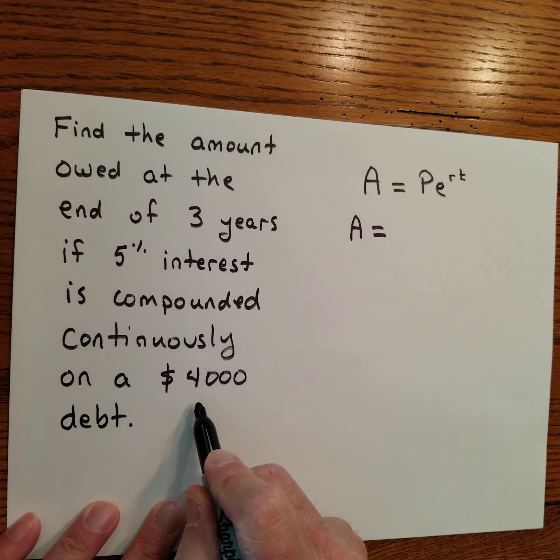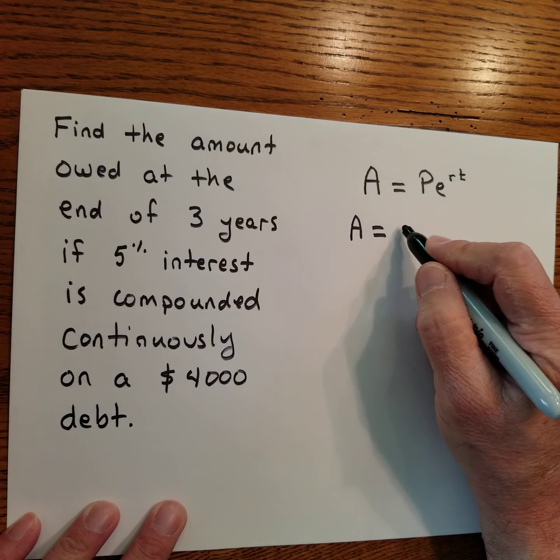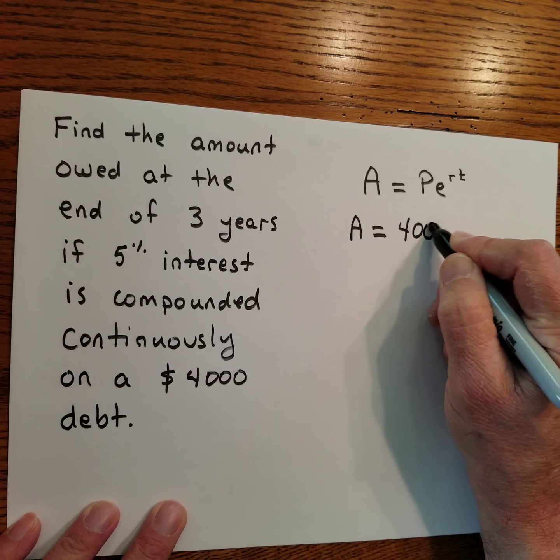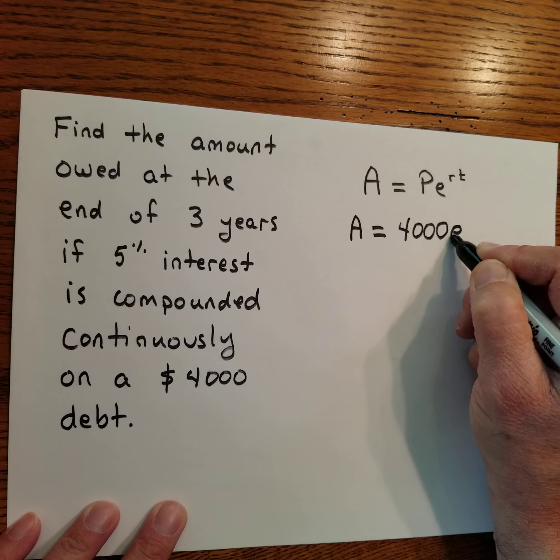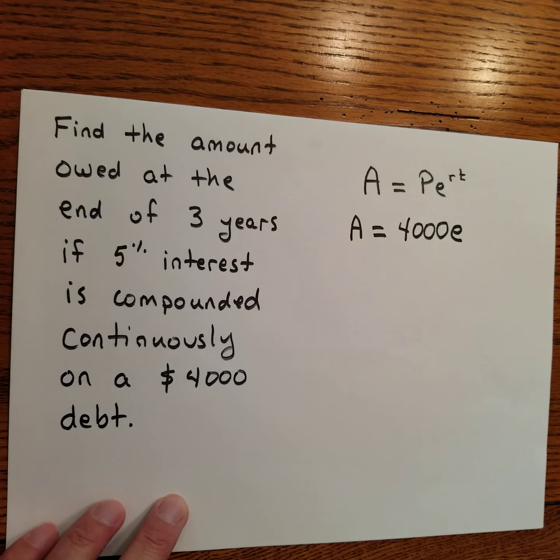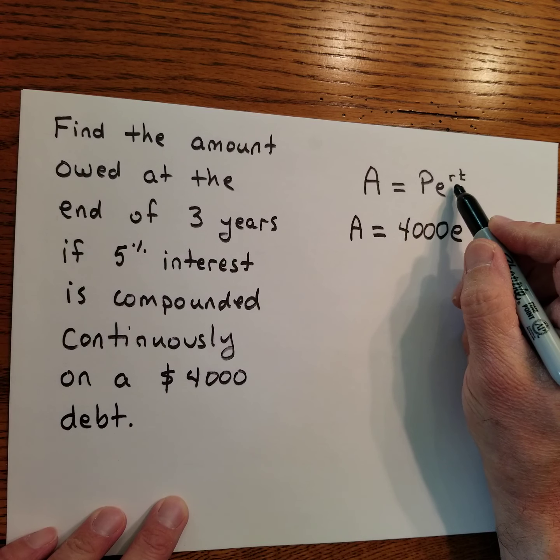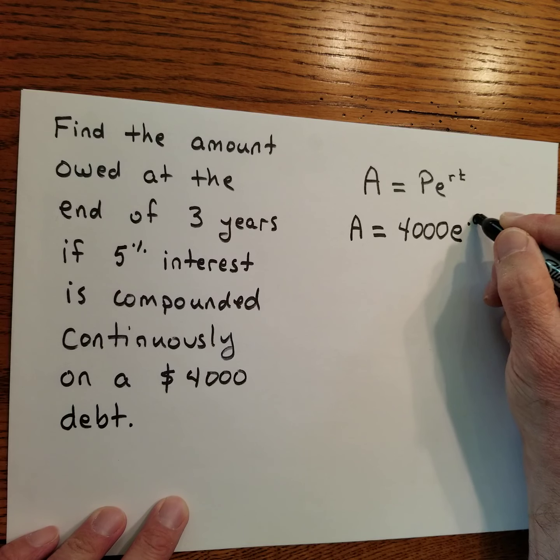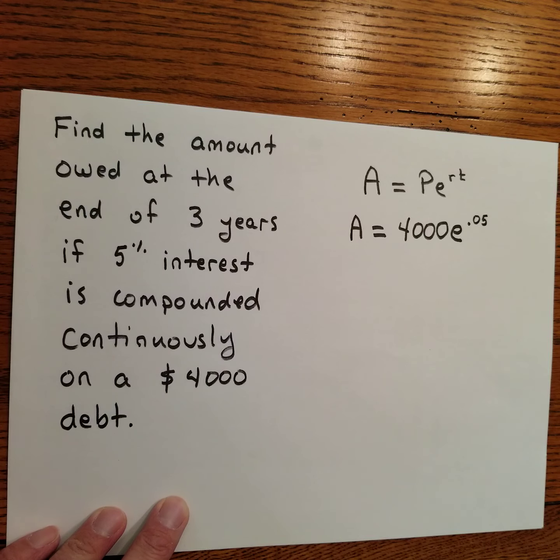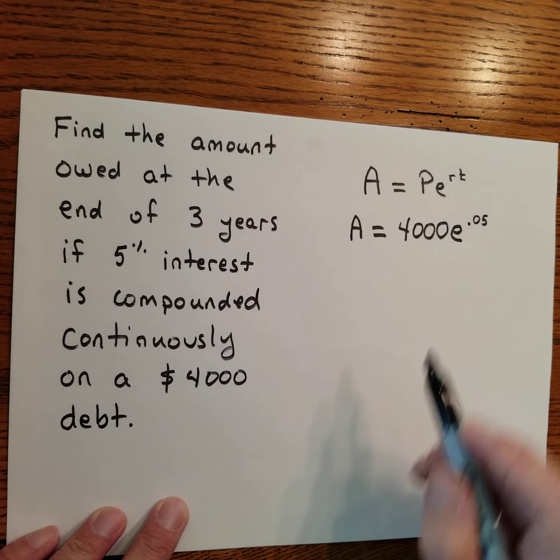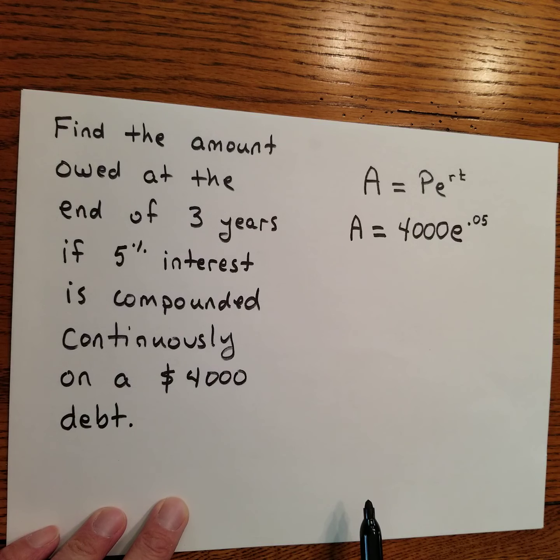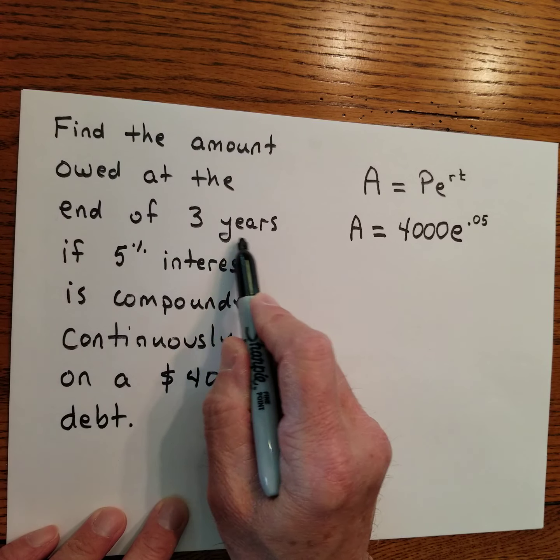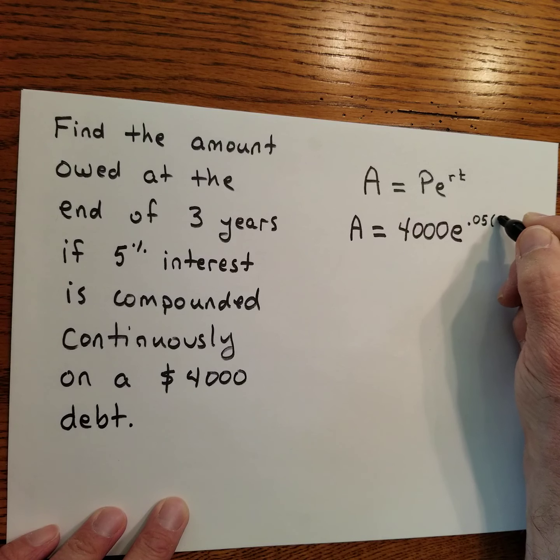P stands for principal. How much money did we borrow? $4,000. E is just the irrational number e. R is rate. That's 5%. We know to use 0.05. T is time. How long are we holding the loan? We're holding the loan for 3 years.